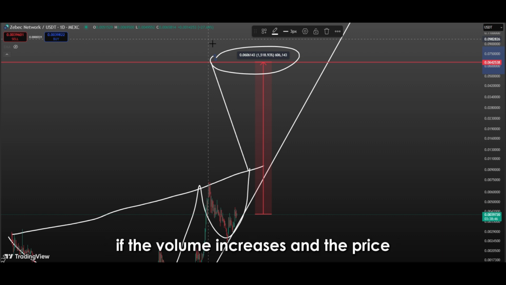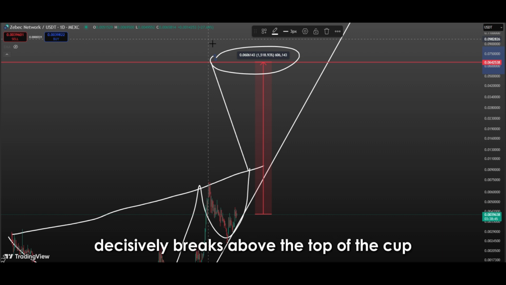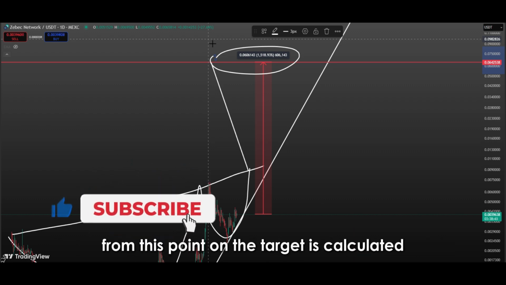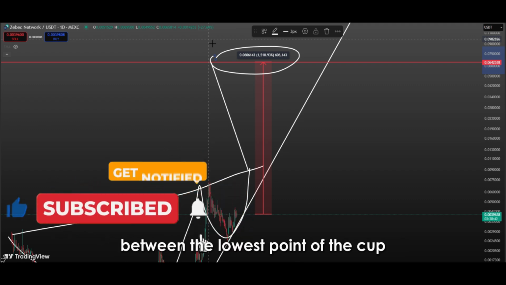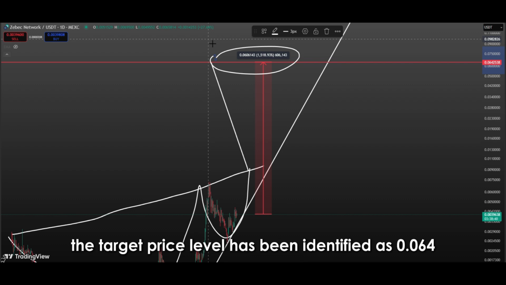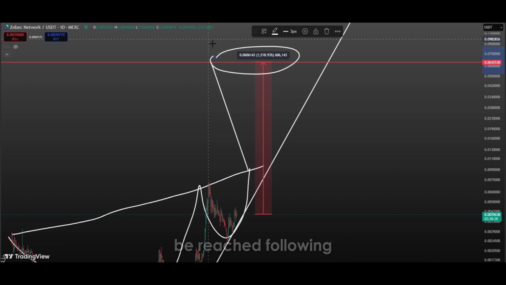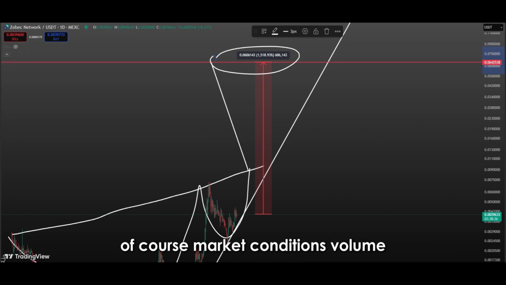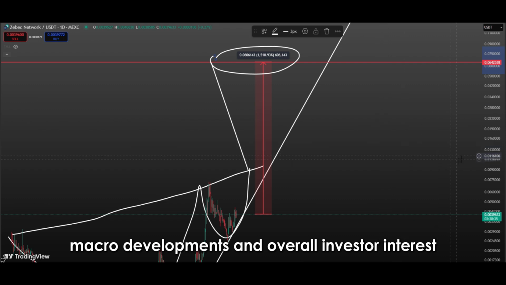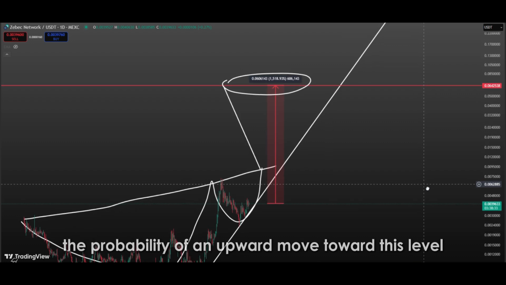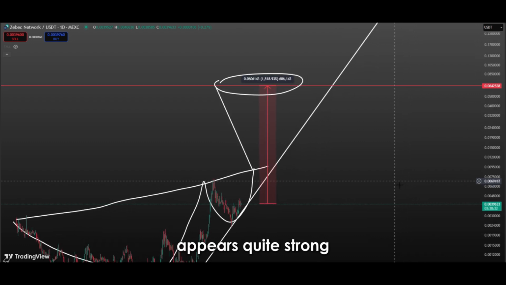If the volume increases and the price decisively breaks above the top of the cup, the handle formation is considered complete. According to technical analysis, from this point on, the target is calculated by adding the distance between the lowest point of the cup and its peak to the breakout level. In this context, the target price level has been identified as 0.064. This level represents a potential target that could technically be reached following the upward breakout of the cup and handle formation. Of course, market conditions, volume, macro developments, and overall investor interest can influence the timeline to reach this target. However, when strictly adhering to the technical structure, the probability of an upward move toward this level appears quite strong.